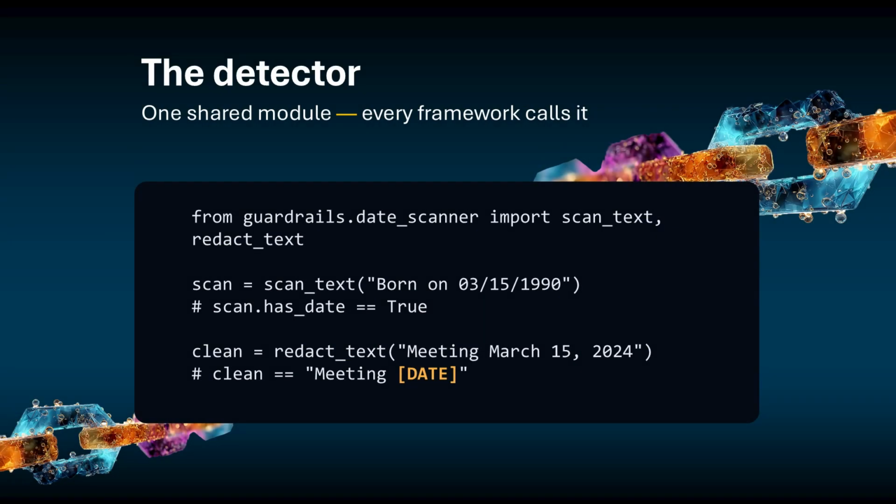This is the detector. One shared module. It scans a piece of text and tells you whether it found a date and where. A second function redacts those dates, swapping each one for the word "date" in brackets. It handles 6 common date formats, and it is case insensitive. Every framework calls this exact same code. What changes is where each one hooks it in.